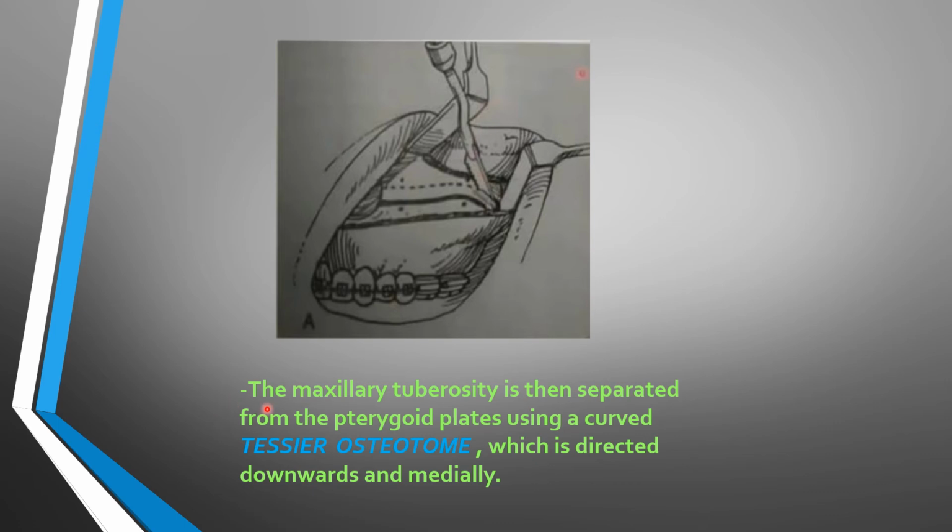After separating the nasal septum from the maxilla, the maxillary tuberosity is separated from the pterygoid plates using a curved Tessier osteotome which is directed downwards and medially. So this is the Tessier osteotome which is directed in a downwards and medial position, and then we separate the pterygoid plates from the maxillary tuberosity.